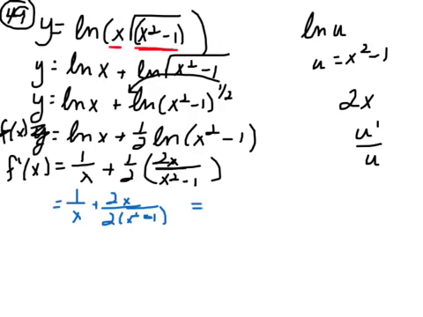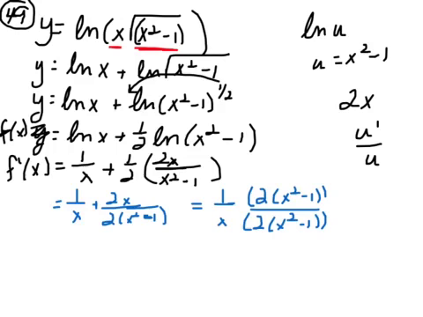So I need to get a common denominator. I've got the 1 over x. It needs to be multiplied by 2 times x squared minus 1 over 2 times x squared minus 1, right? That's what the other denominator has that it doesn't have. Okay? And then I've got 2x over, I'll do this one a different color, 2 times x squared minus 1. And what does it not have that the other one has? It needs another x. So I need to multiply by x over x.